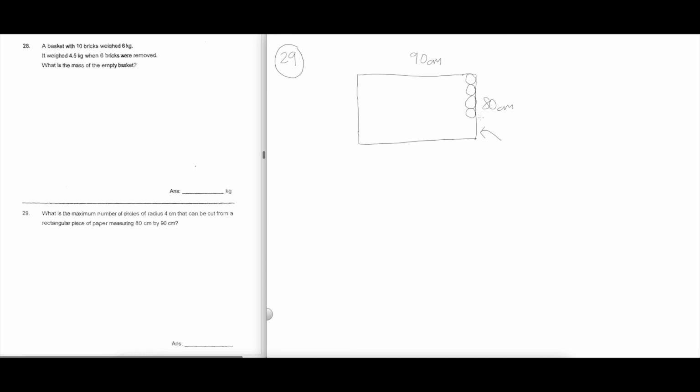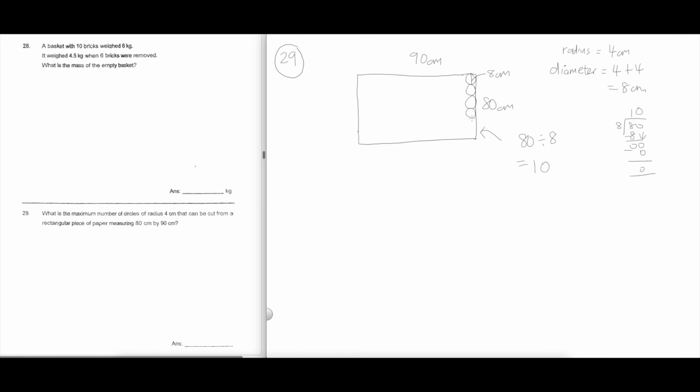Okay. So what should I do? If the radius of a circle equals to 4 cm, my diameter will be 4 plus 4, which is 8 cm. Alright, so that means inside here, from here to here, is 8 cm. So let's take 80 divided by 8. I'm going to get 10. So basically I can fit 10 circles here.